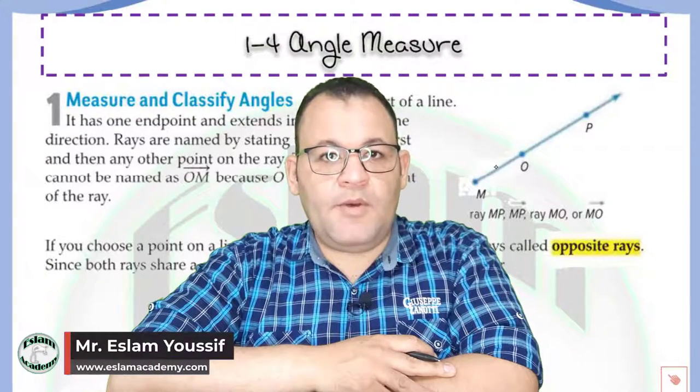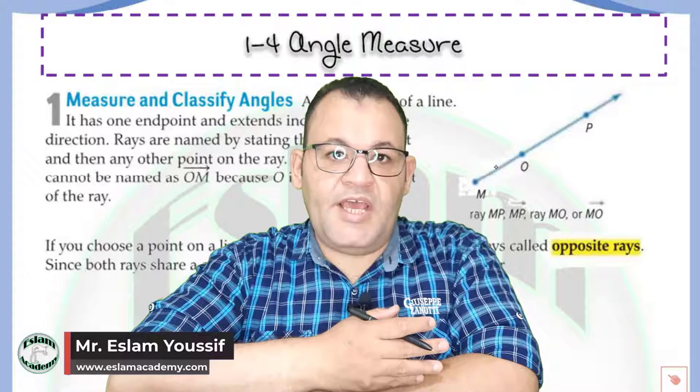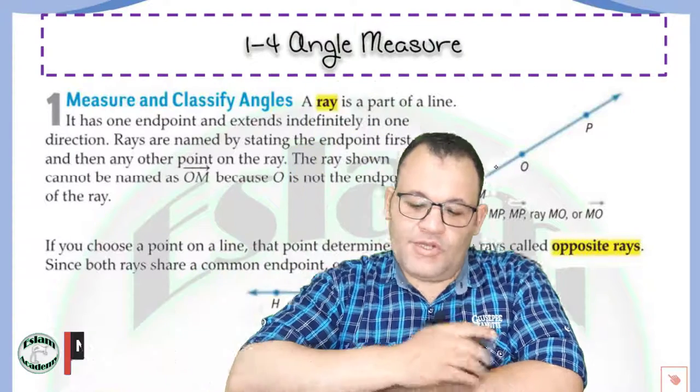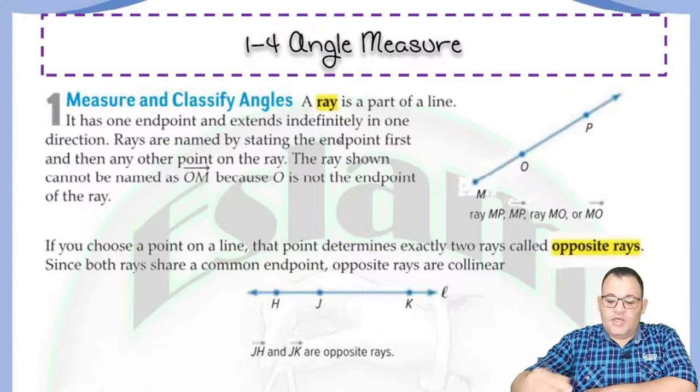In this video, we're talking about angles measured. Before we start with the angle, we need to start with a ray. What is the meaning of a ray? A ray is a part of a line. So at first, we have here the ray MP.